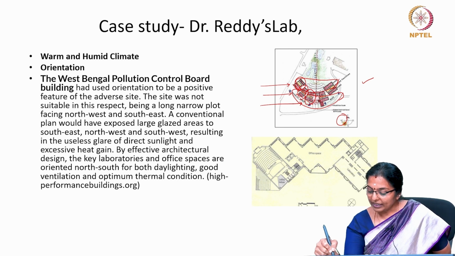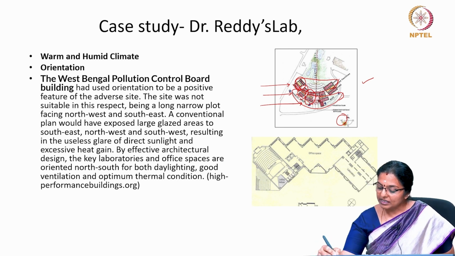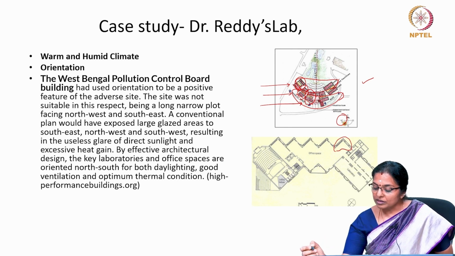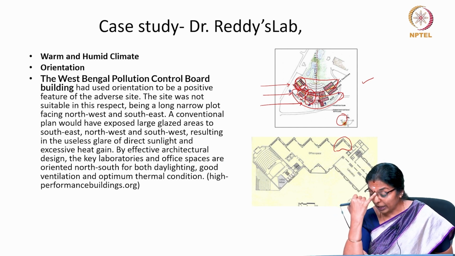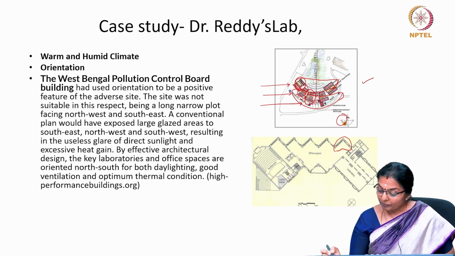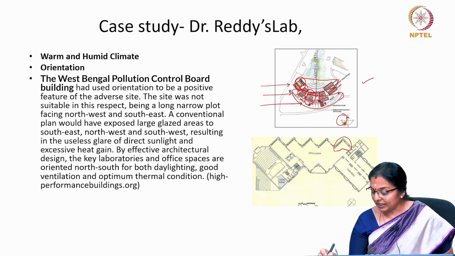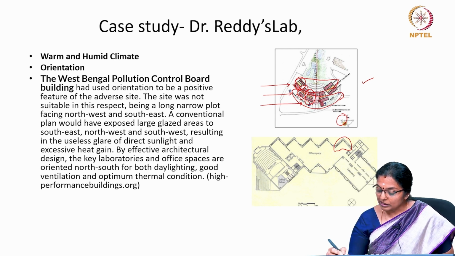And if you look at the office spaces, you can see the office spaces have windows which are appropriately shaded. You have jolly walls or you have regular windows, and the direct solar radiation is completely cut off because this is the western direction.